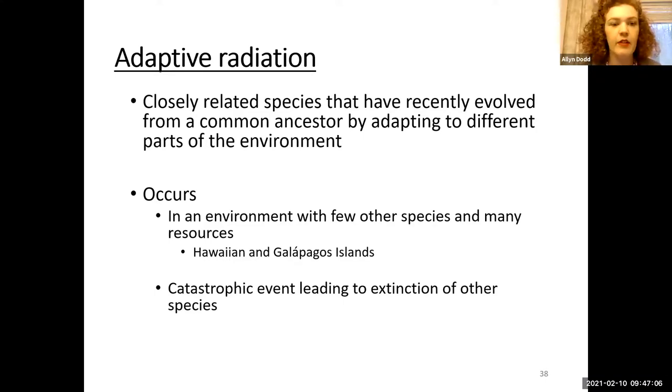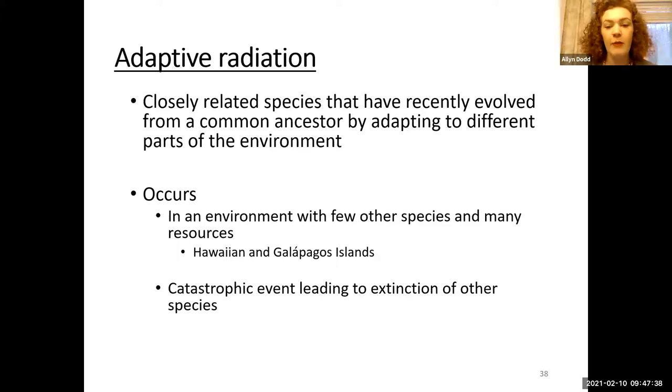Okay. So adaptive radiation is where closely related species that have recently evolved from a common ancestor have adapted to different parts of the environment. They're different species, but they're related. Basically it's like Darwin's finches. Darwin's finches are the classic example of adaptive radiation. And this typically occurs in a number of ways, mainly two.